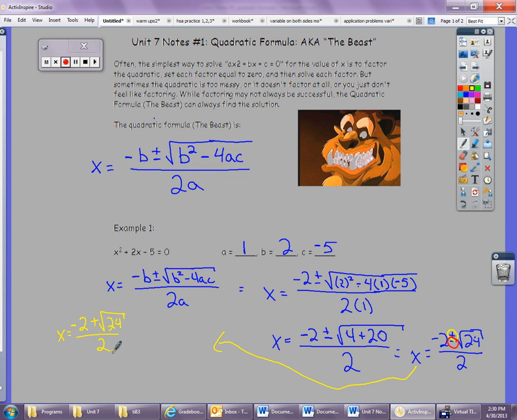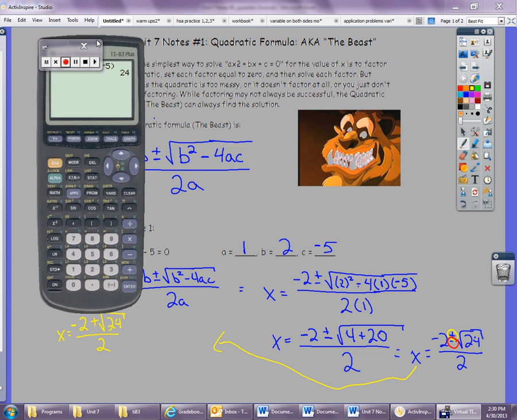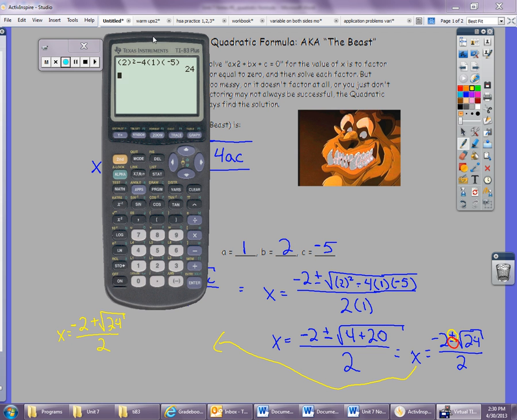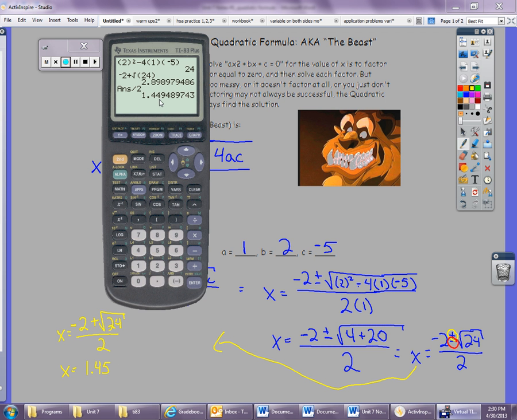So I have to do the numerator first. If I take my calculator, we have negative 2 plus the square root of 24. That is going to give me 2.8989798486. Now I divide this by 2, so I get 1.449. So I'm going to say that x equals 1.45. I rounded this 449 up to 1.45.